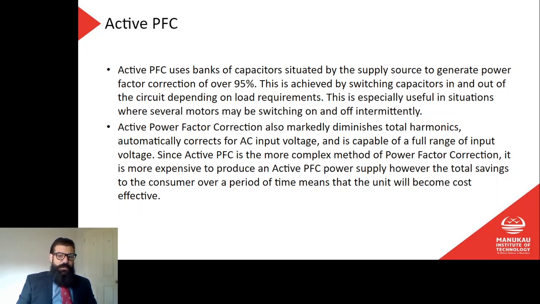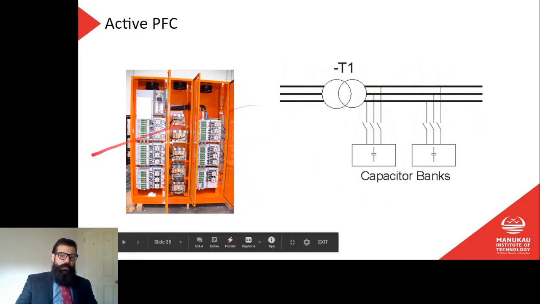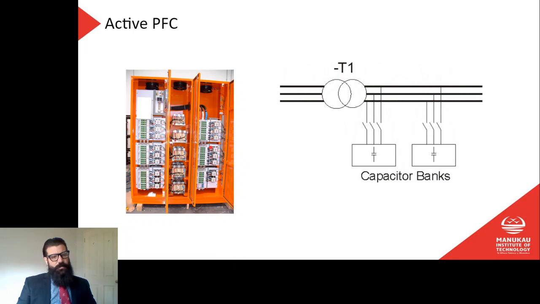Since active PFC is the more complex method of power factor correction, it is more expensive to produce an active PFC power supply. However, the total savings to the consumer over a period of time means that the unit will become cost effective. And then we have an example of active power correction. So this is putting banks of capacitors into our switchboard, measuring the power factor at this point of supply in the switchboard, and then adding capacitors or taking them out of the circuit to increase the total power factor of the installation.